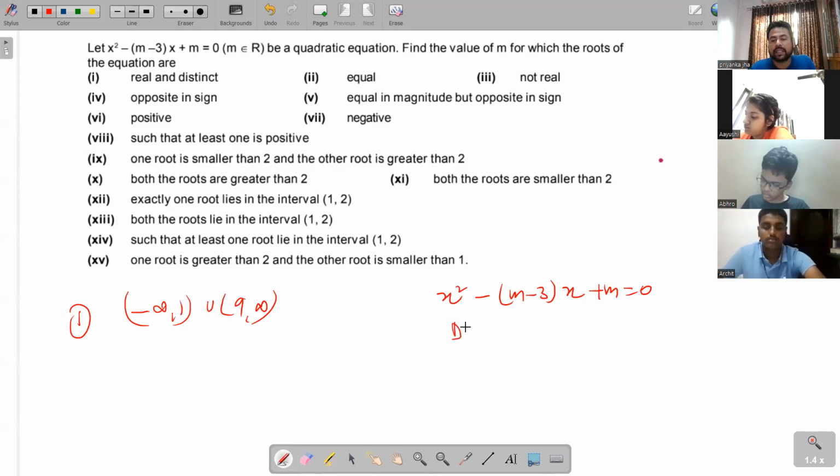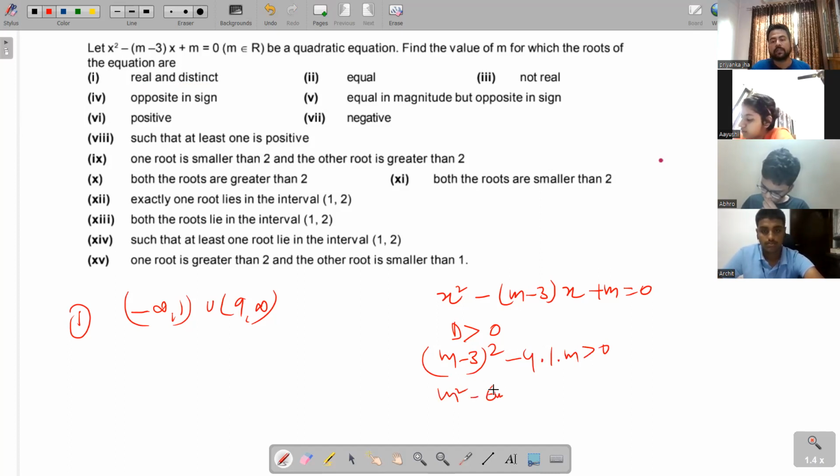So you just have to apply D greater than or equal to 0. Correct? No, can't be equal to 0. D can't be equal to 0. Question says real and distinct. If D will be 0, roots will be equal. So just greater than 0. That's it. So put b square, that is minus (m minus 3) whole square. That minus will be gone. Minus 4ac greater than 0.